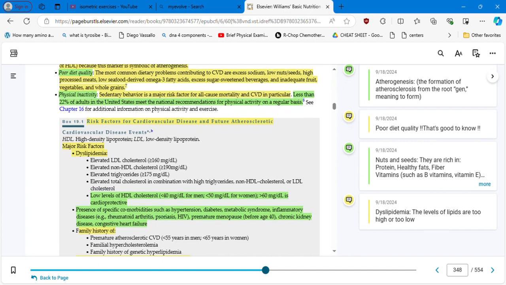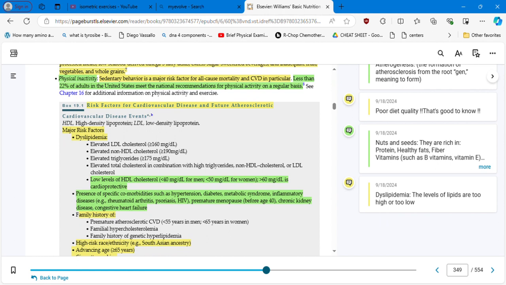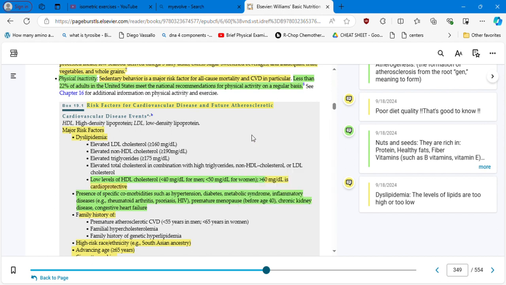So you have the major risk factors, dyslipidemia, we talk about the imbalance, low levels of HDL cholesterol, less than 40 for men and less than 50 for women is very bad. So 60 is cardioprotective. That's good to know. 60 is cardioprotective, okay? Now, also we have presence of specific comorbidities such as hypertension, diabetes. So maybe the patient is having 45 and also has a comorbidity.